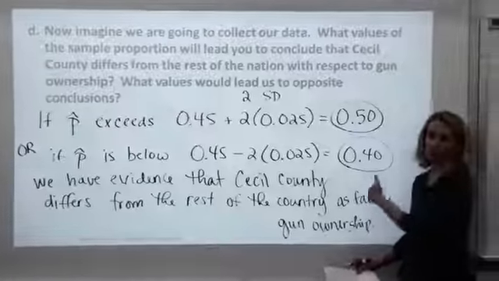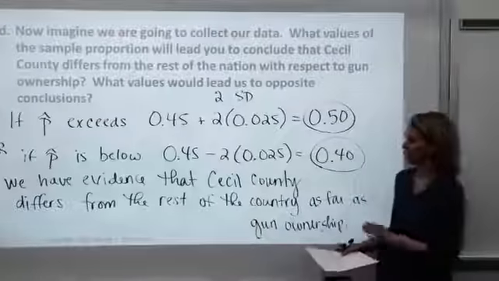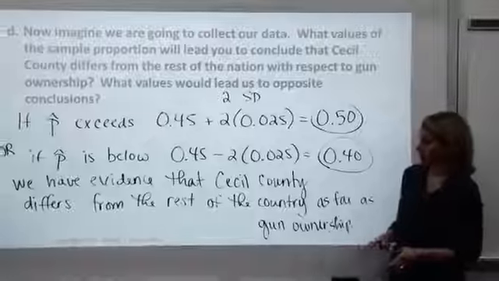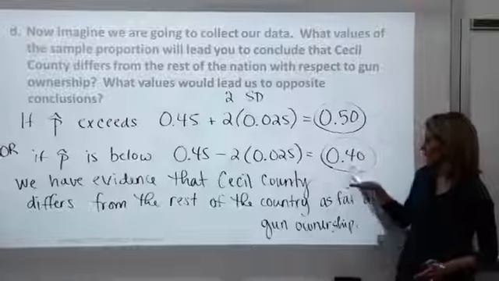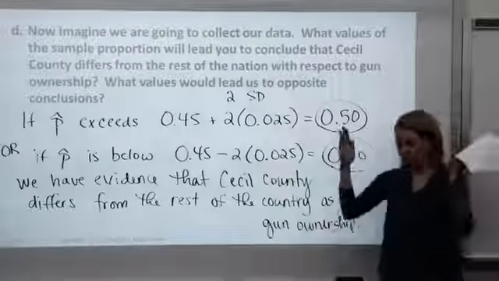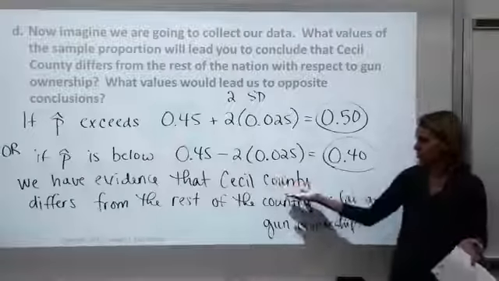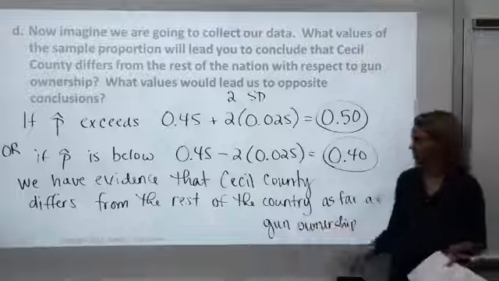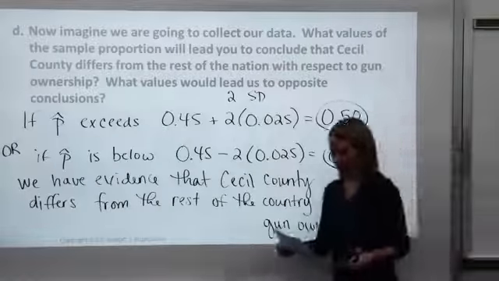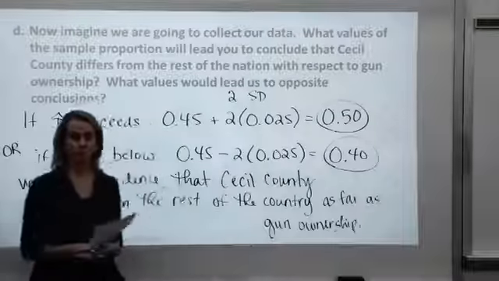If you wanted to add to this, I've sort of run out of room, but if you wanted to add to this, if we had sample proportion values, again, between 40% and 50%, that's pretty common, that's going to happen. Then we don't have any evidence that Cecil County differs from the rest of the country. And I believe that that's it for this one. Thanks.